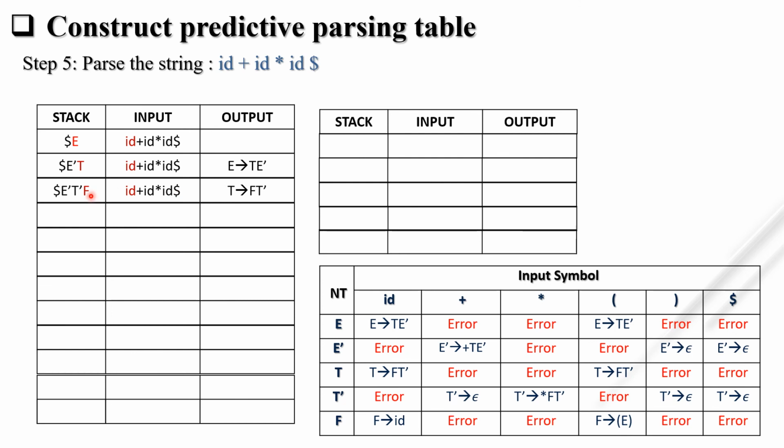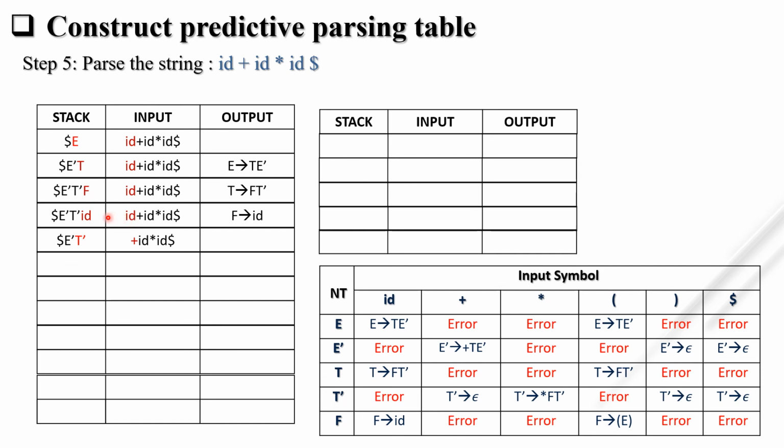So when we check F and ID, what we get? F tends to ID. So we have to write first here F tends to ID. Then this one. Instead of F, what we write? ID. Now the stack and this input symbol is matched. We simply pop this input ID.